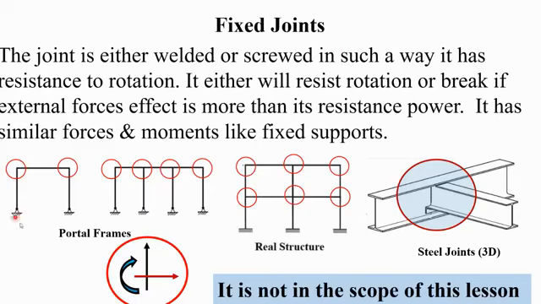Say about the joint, first the fixed joint. You see a portal frame, it has a fixed support. A building frame, a real structure, has a fixed support. Steel joint, fixed support. Now, it has three reactions like our fixed support: one vertical, one horizontal, one moment. So it is not in the scope of this lesson, so I am not going to detail it.